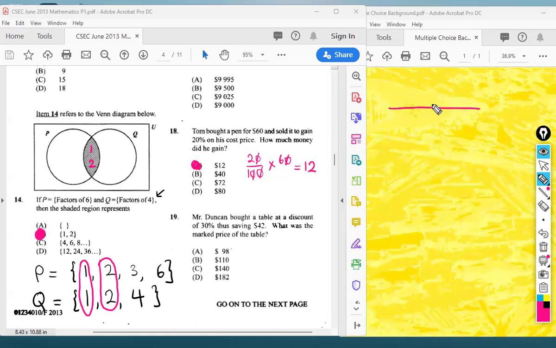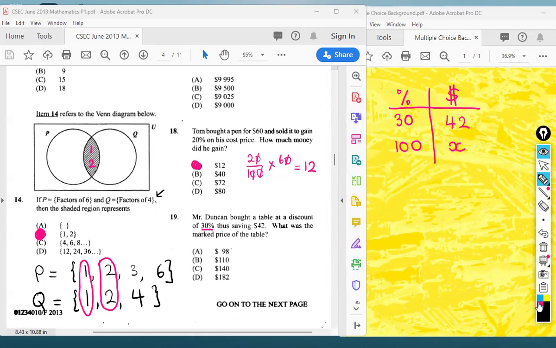Number 19, right? And this is kind of tricky, not too tricky. It deals with two things, percentage and money. When the person got a discount of 30%, that 30% discount represented $42. They're asking you to backtrack now to figure out the original price, the price before the discount was applied. The original price is always 100%. How much money does that represent?